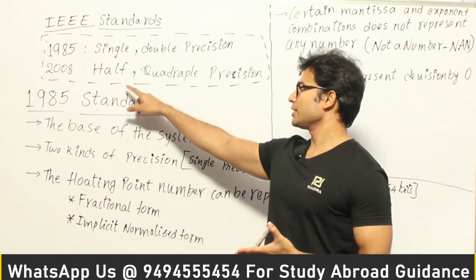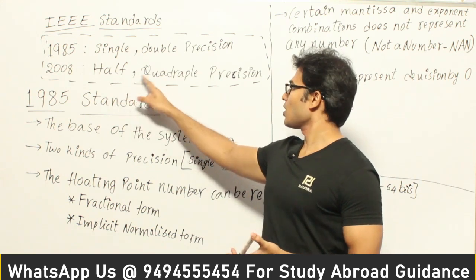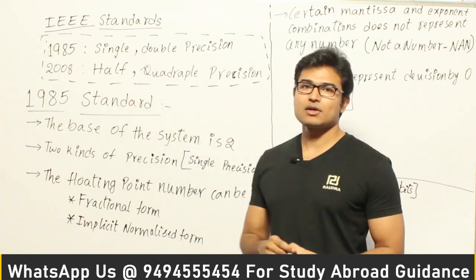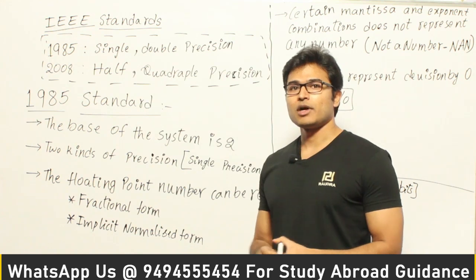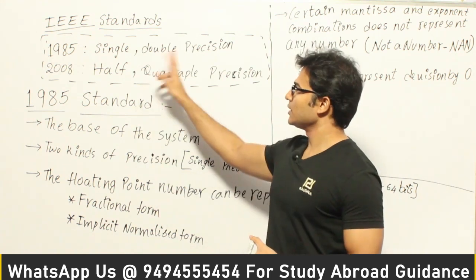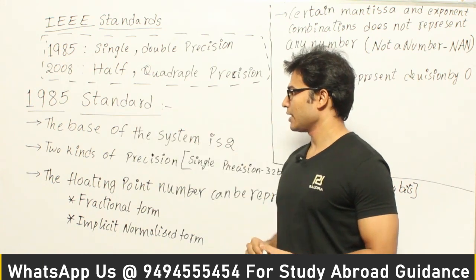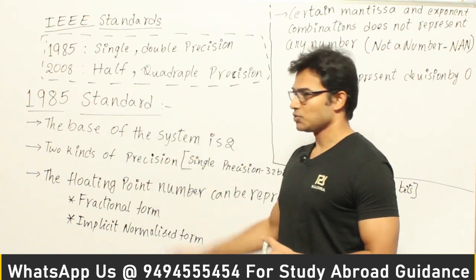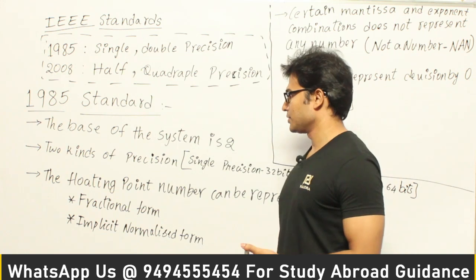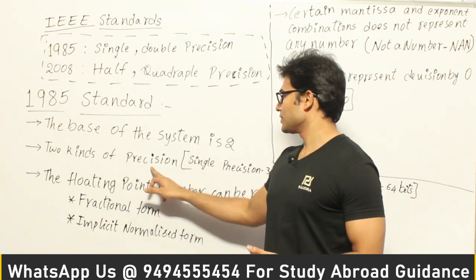Now again in 2008, two more were proposed, half and quadruple precisions, but they are not very popularly known. So coming to GATE, we'll stick to only single and double precision. That is in 1985. According to that standard, the base of the system is 2. That is what the binary system is, and two kinds of precisions are used.